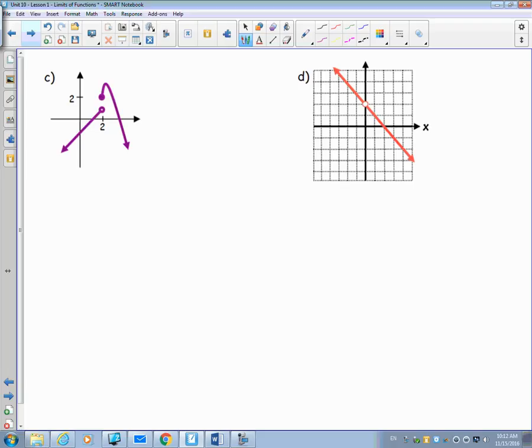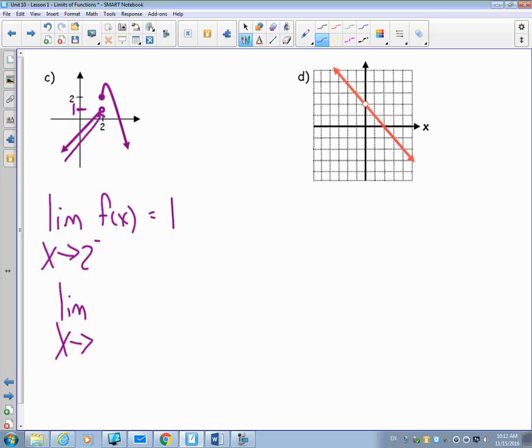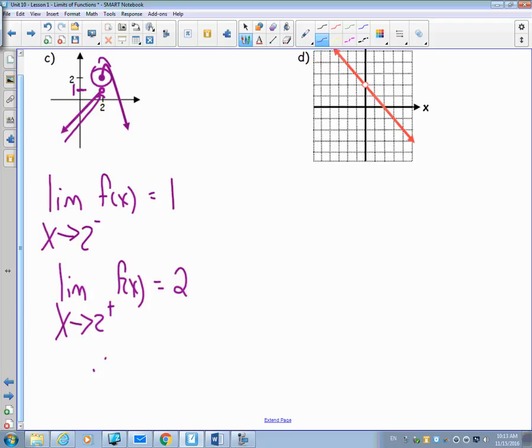Let's look at the third one, letter C. Okay. I notice there's a discontinuity at 2. So if I were to write down as we approach 2 from the left, what do we notice about our function? It seems to be getting closer and closer to, let's call this 1. Okay, so our graph is getting closer and closer to that 1. But as I approach from the right, our function seems to be getting closer and closer to 2. What does that tell me? Well, again, it tells me different values. This is discontinuous.